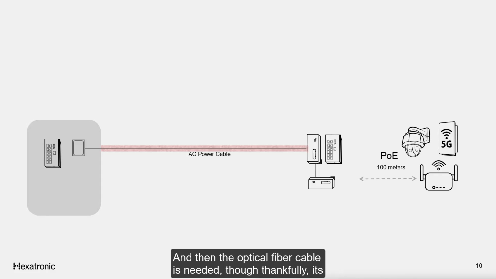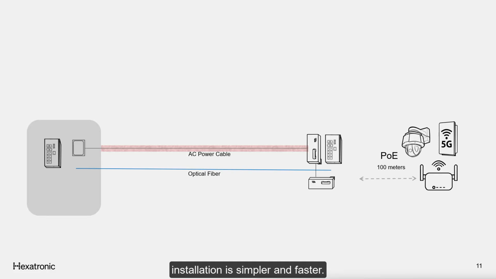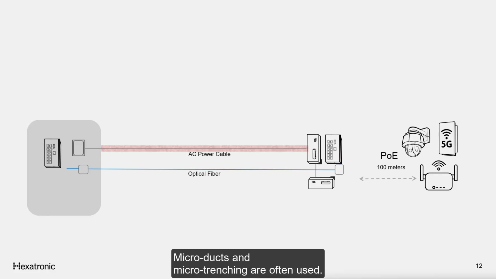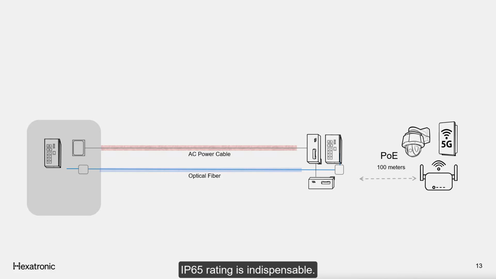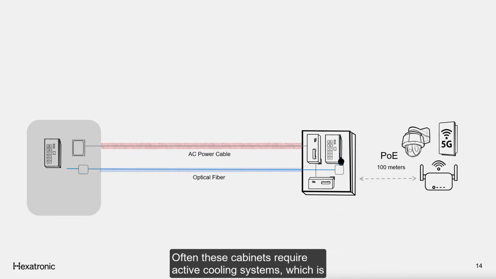And then the optical fiber cable is needed, though thankfully, its installation is simpler and faster. Fiber cassettes are required at both ends. Micro ducts and micro trenching are often used. To house all these components, an outdoor cabinet with an IP65 rating is indispensable. Often these cabinets require active cooling systems, which is a potentially weak link due to its susceptibility to failure.